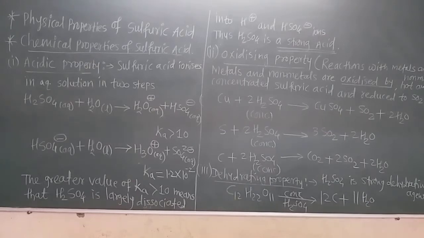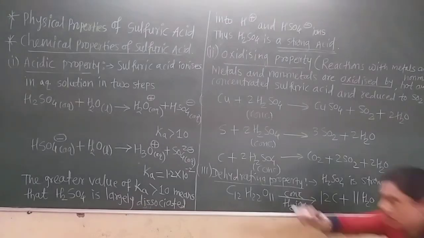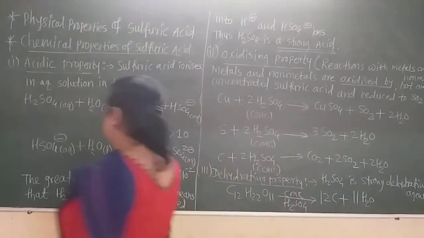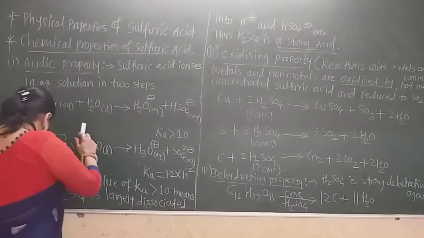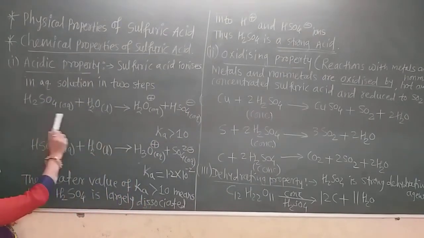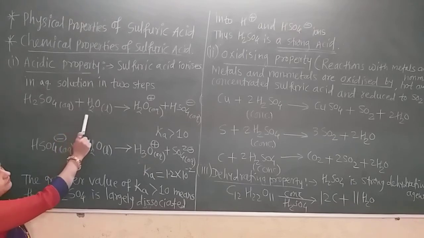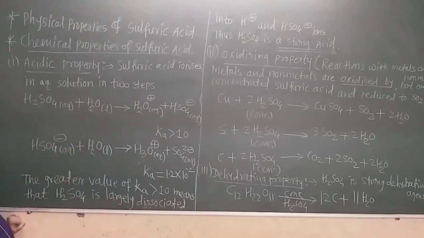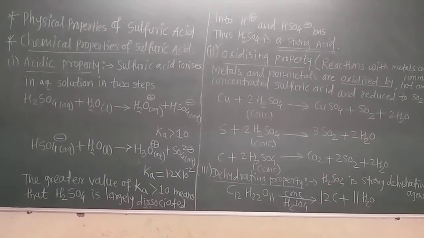Now what happens? See, in the first step, we have to ionize this sulfuric acid in water. So in the first step, this sulfuric acid reacts with water first, and we obtain the hydronium ion, that is H3O plus. Hydronium ion, not H2O plus. It is H3O plus.